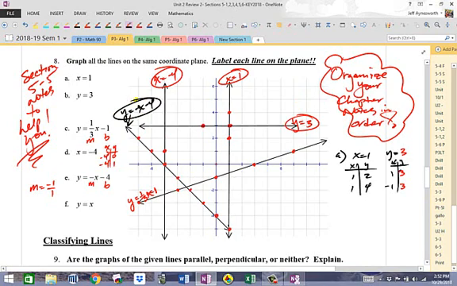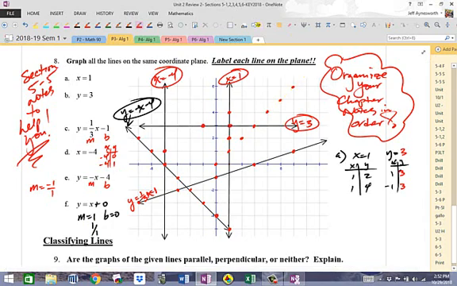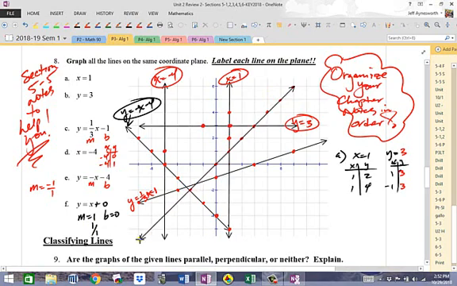And y equals x plus 0. So slope is 1, y-intercept is 0. So remember, 1 is the same thing as 1 over 1. So y-intercept of 0 is here. Up 1, right 1. Okay, so that's y equals x right there. And notice how I'm labeling my lines. Okay, label your lines, people. When you have multiple lines on the same plane, you have to label everything.